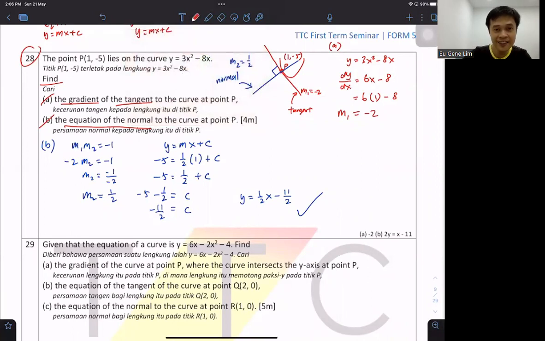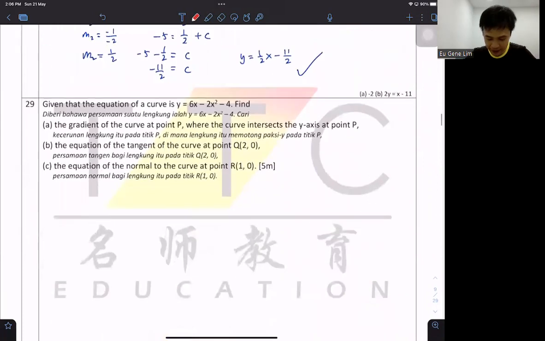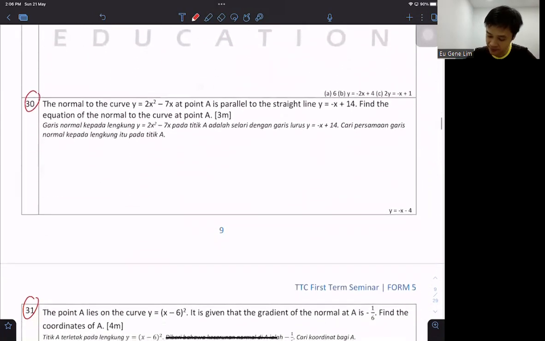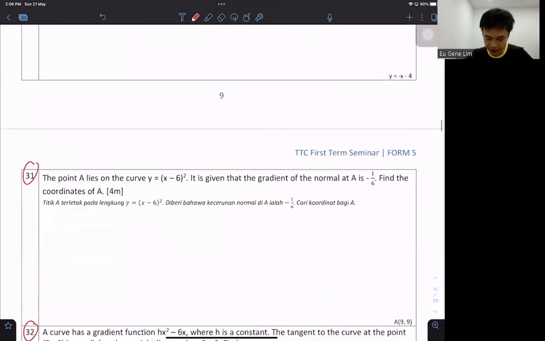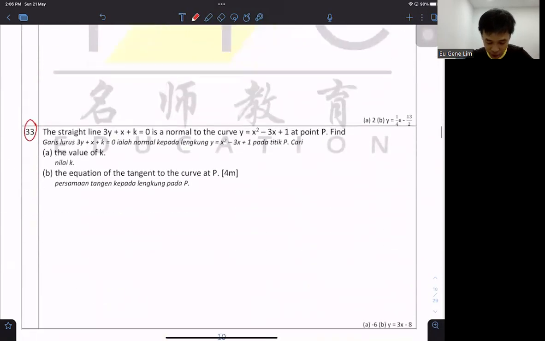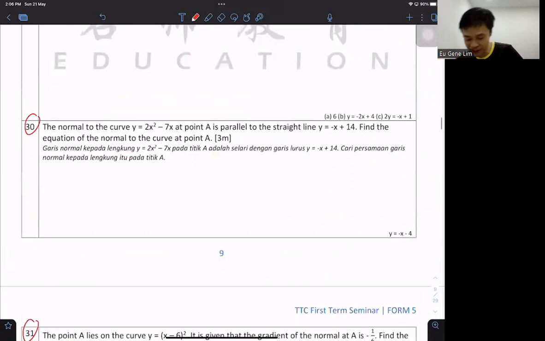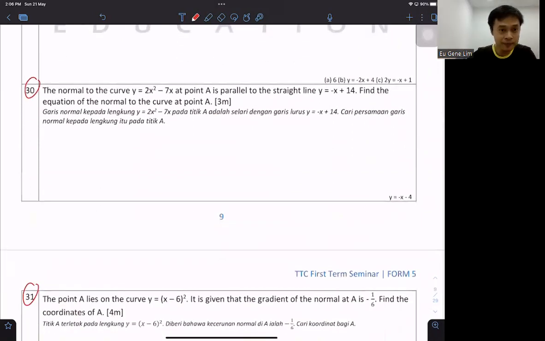Okay, I understand. Like next one. Next we also try and do all the tangent normal question. Like next, let's try number 30. We go and do a bit more difficult one already. 30, 31, 32, 33. This one more difficult one. Let's look at question 30.